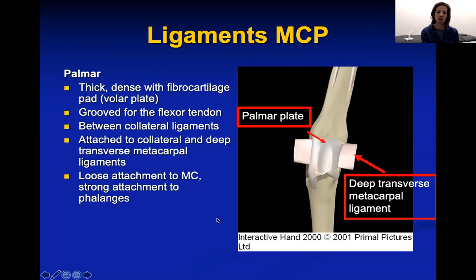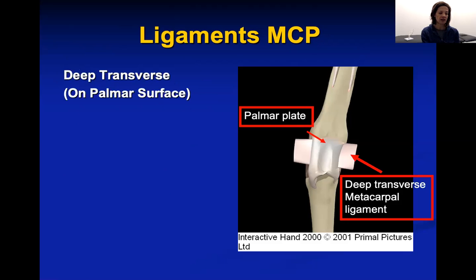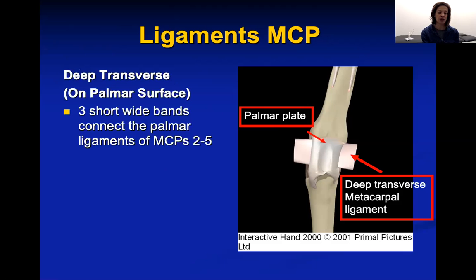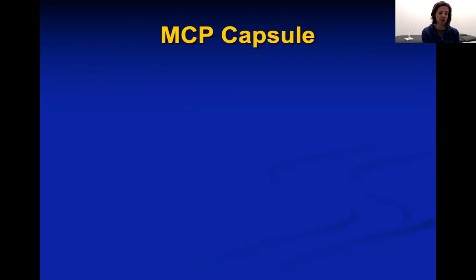They have a loose attachment to the metacarpal and a strong attachment to the phalanges. So the ligaments have a stronger attachment to the phalanges than the metacarpal. The deep transverse is on the palmar surface. Three short, wide bands connect the palmar ligaments of the MCPs to the 2nd and 5th metacarpal phalanges. They are taut in flexion to help form grip.